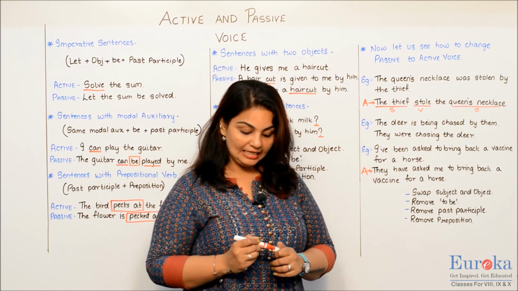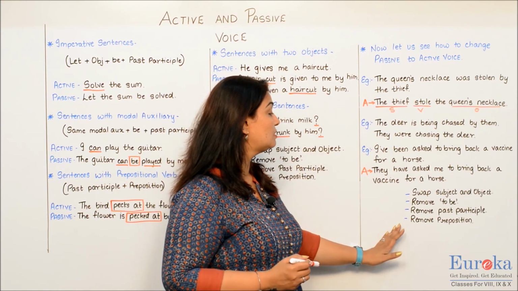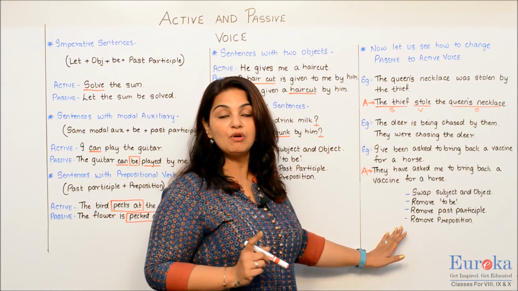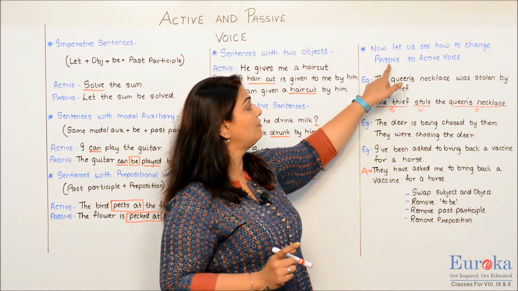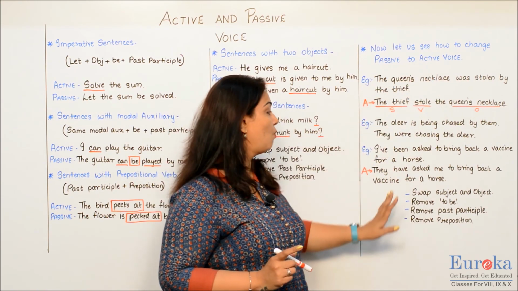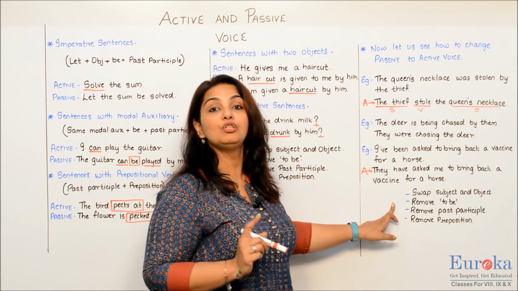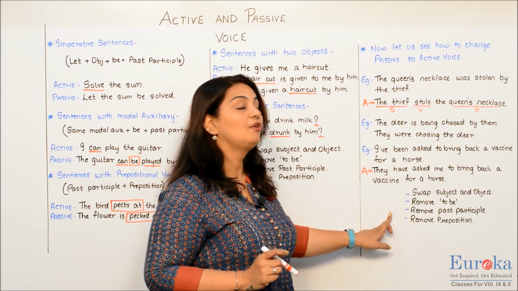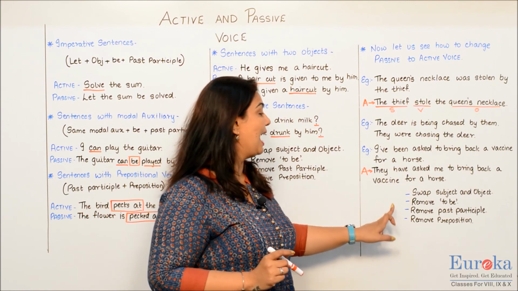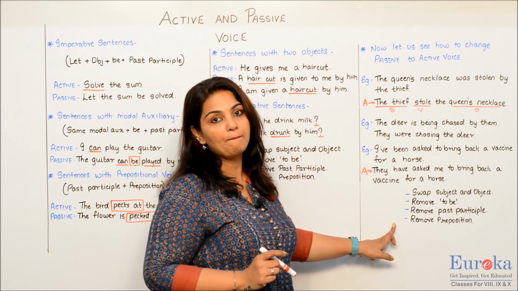So students, keep in mind these 4 steps or rules when you have to convert a passive into an active voice. 1. Swap the subject and the object. 2. Remove the to be form. 3. Remove the past participle. And last, remove the prepositions.